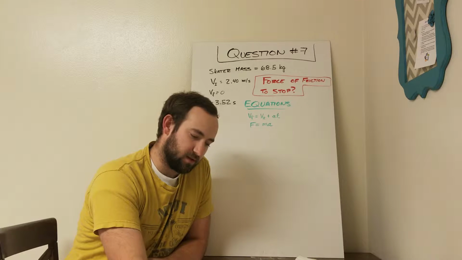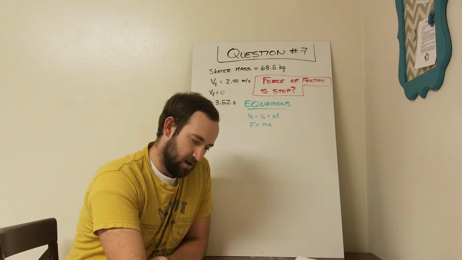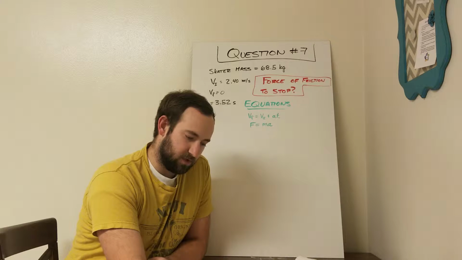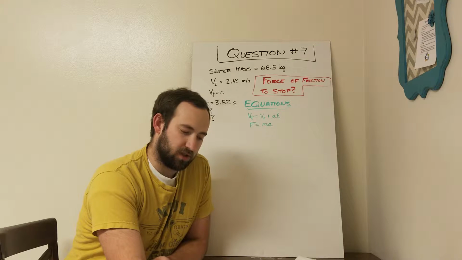It says, a 68.5 kilogram skater moving initially at 2.4 meters per second on rough horizontal ice comes to rest uniformly in 3.52 seconds due to friction from the ice. What force does friction exert on the skater?